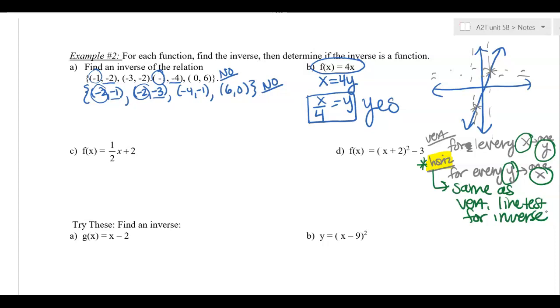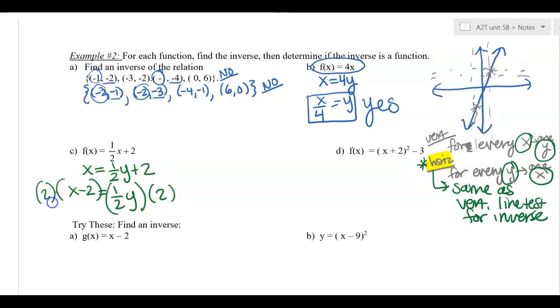So let's try to use that idea in the next one. In the next example, if I switch x and y to find the inverse and then start solving, my last step here would be to multiply both sides by 2. So my inverse would be that y is equal to 2x minus 4. So again, two ways to tell my inverse is a function. This original function is a function, and it's 1-to-1. That tells me immediately that my inverse will be a function, or I can understand what the inverse looks like.